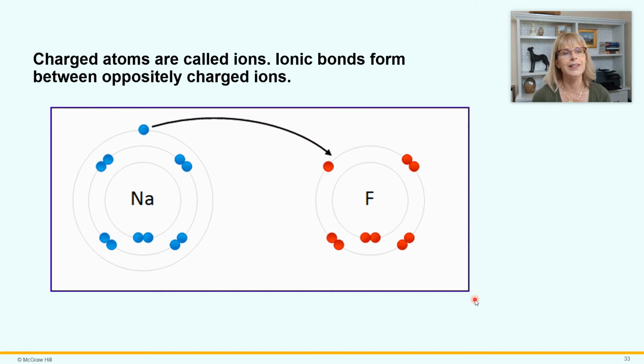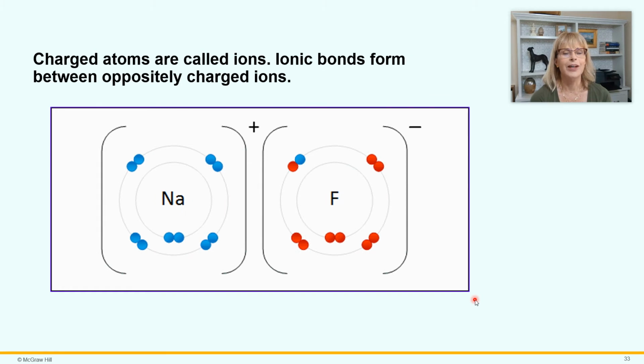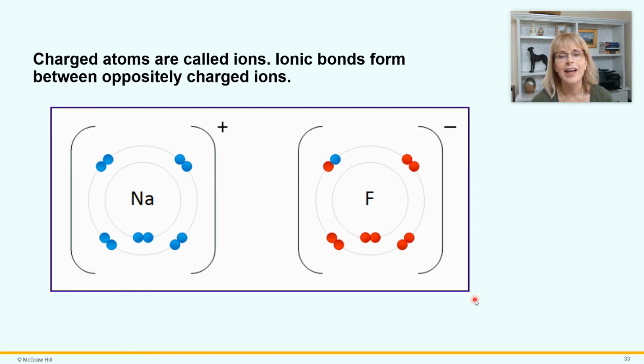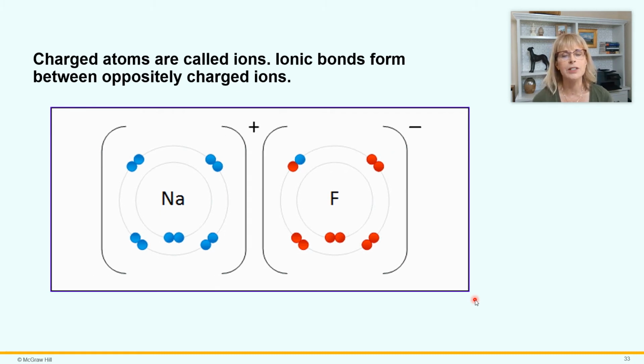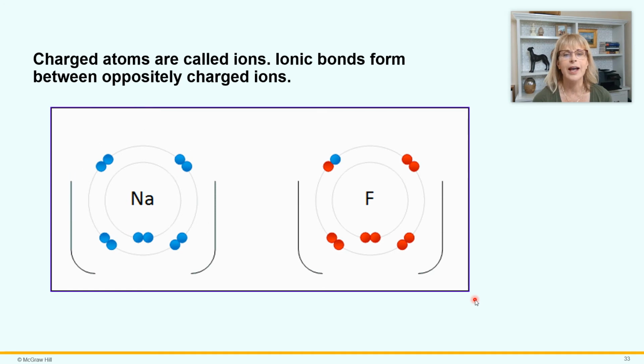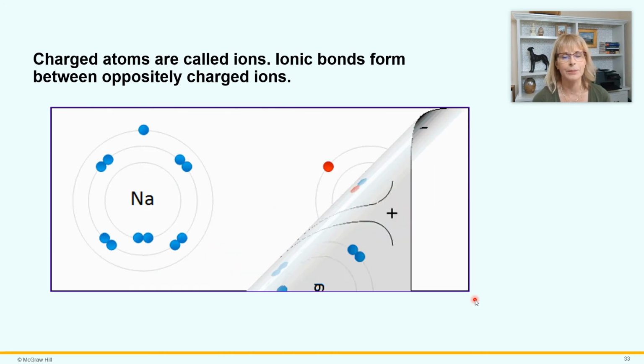Right? So here we see this happening in real life. The sodium says to itself, oh, if only I didn't have that 1 electron, I'll give it away. In this case, the sodium gave it to fluorine, and the sodium becomes a positively charged ion. The fluorine becomes a negatively charged ion. And now they are oppositely charged, and opposites attract, so they are joined together by an ionic bond.